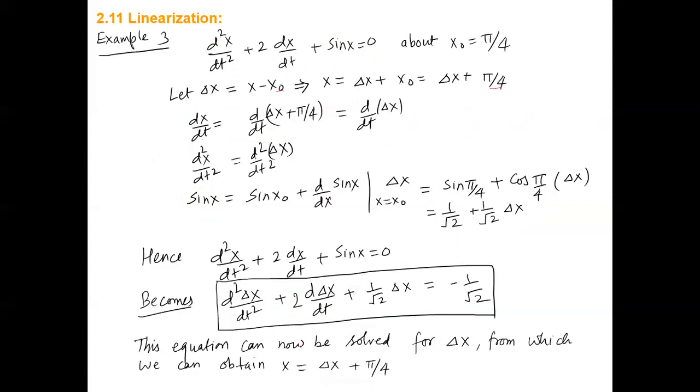So this equation can now be solved for delta x, from which you obtain x equals this. Because we started with this, we got this. Now if you start with this, you get this. That's what I meant.